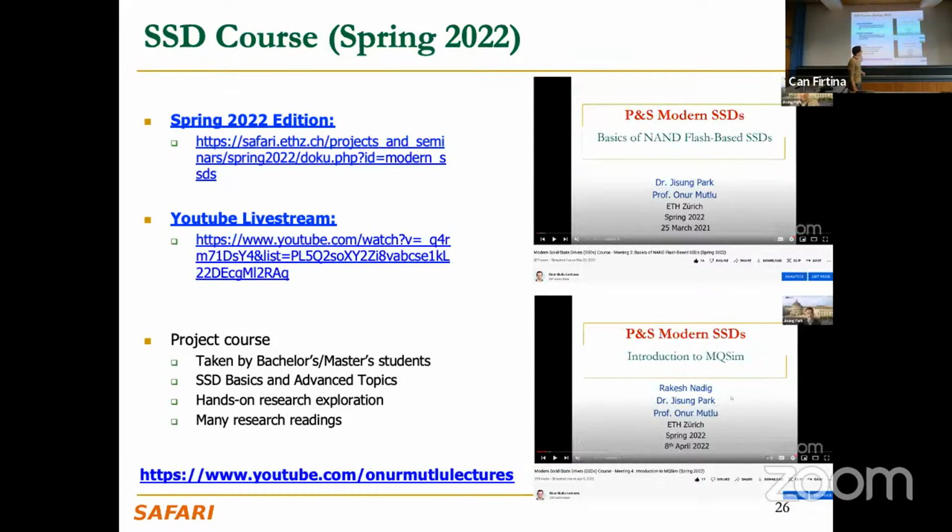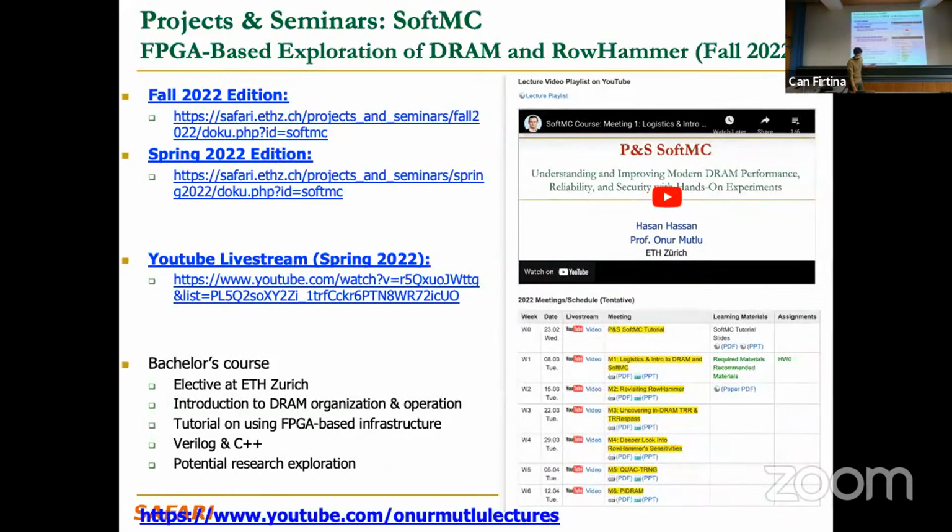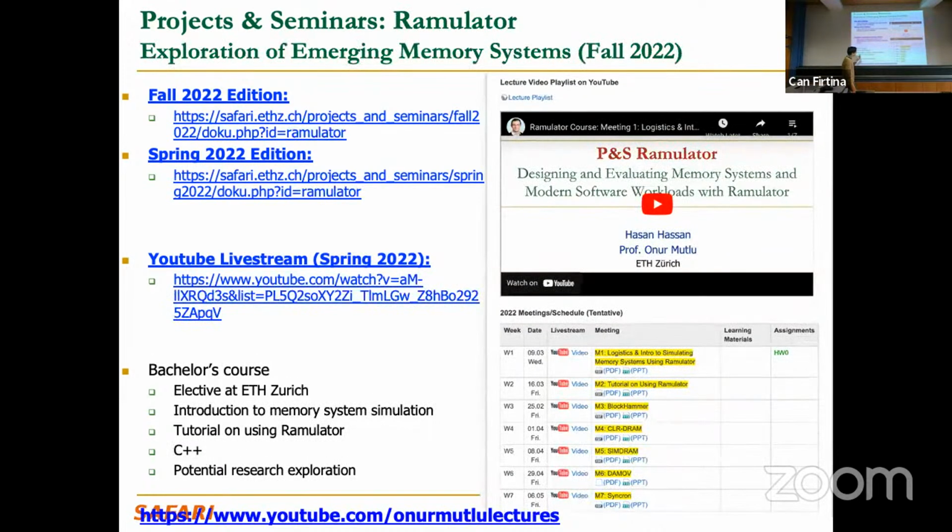A course as well on SSDs and storage. Another one, this is about the FPGA-based exploration of DRAM. I don't know if you have heard about this. SoftMC is a sort of FPGA-based memory controller that allows us to analyze DRAM chips in a lot of detail, different DRAM technologies, and play with timing parameters, with refresh, et cetera. So it's very good for characterization of real DRAM chips, and also for research in memory systems, RowHammer.